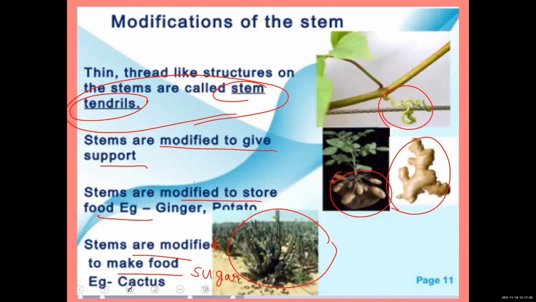Those who want to write this one, modified to store food, you can also write ginger, potato. Apart from this, you can write turmeric. For your knowledge, you can write turmeric, garlic. This is an example for the third point. And the last one, cactus, and you can also write cane. Bamboo trees also, the stem is very strong. They can use it to make food. It has leaves, but still it will also store some food.